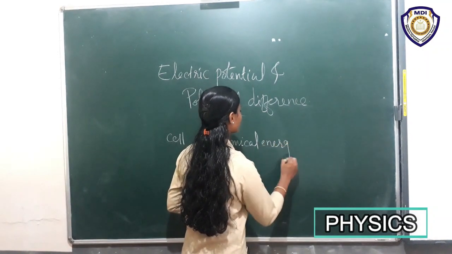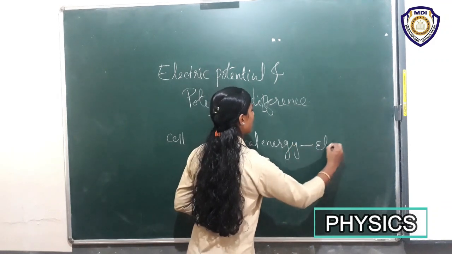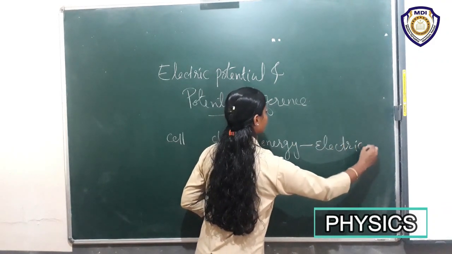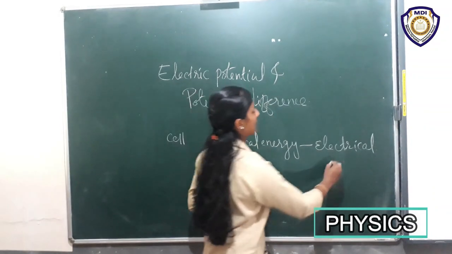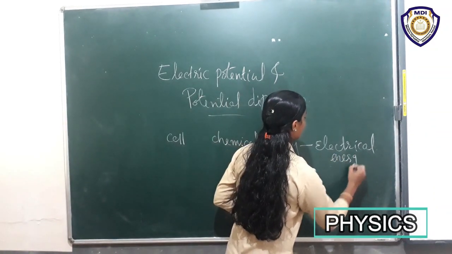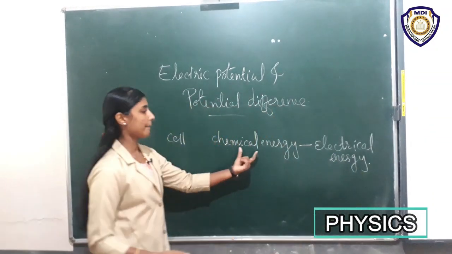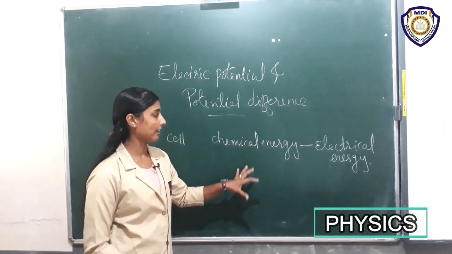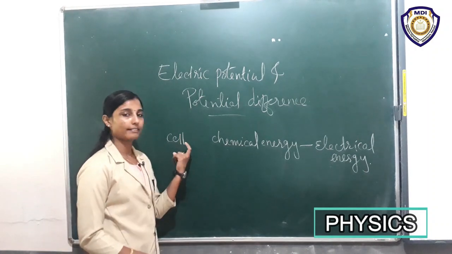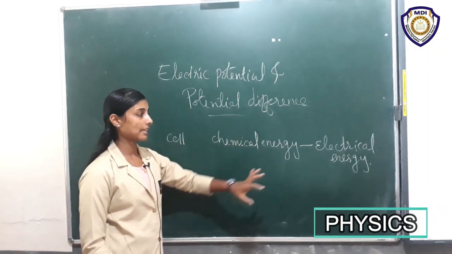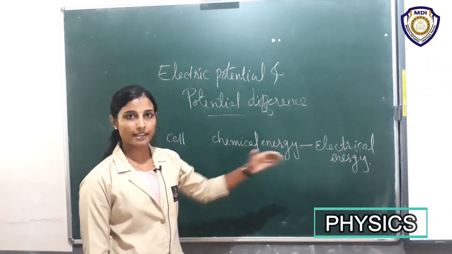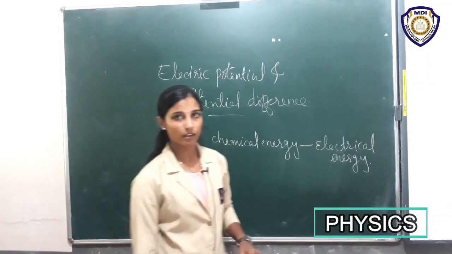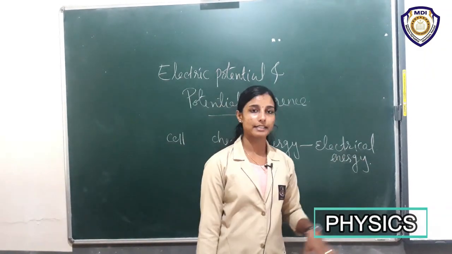converted into electrical energy. Okay, so this conversion happens in cells and batteries also. Okay, so the chemical energy, that is the energy inside this cell, is converted into electrical energy, that is given to the metallic wires or the circuits, right?